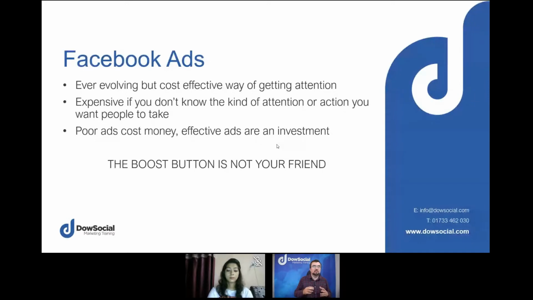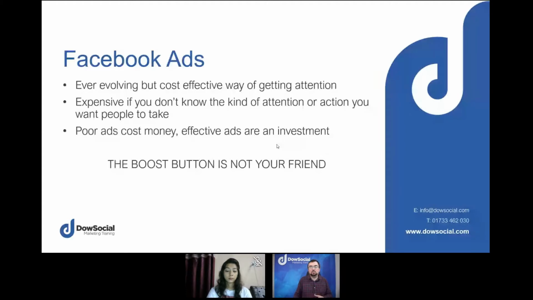So Facebook ads for us are an ever-evolving but cost-effective way of getting attention. The key is turning that attention into the right kind of action. Like any kind of advertising or marketing, if you don't do it well, it can feel very expensive. When we have clients, they say, we don't do Facebook ads because they're very expensive, and we know they're in an industry where we know that they can work really well. Generally, it will be because they're implementing them poorly. And after all, Facebook is a business. If you offer them money to run adverts, they're going to take that money.